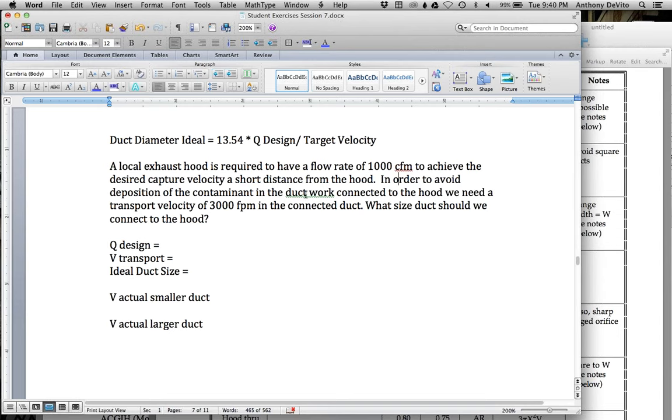In order to avoid deposition in the connected hood, we need to have a transport velocity of 3,000 feet per minute in the connected hood. What size duct should we connect? So the design number of cubic feet per minute is 1,000 CFM, right? The transport velocity was how much? It was 3,000 feet per minute. And we want to figure out what the ideal duct size has to be.